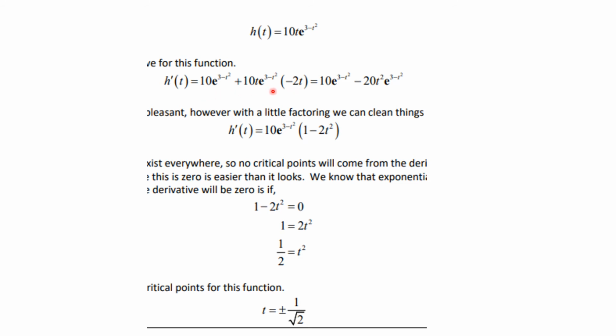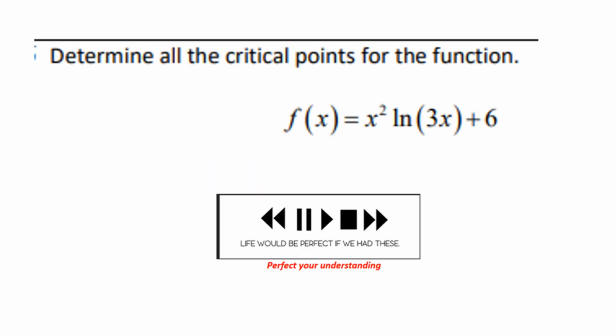Now when I look at this, I can factor out the exponential, which is appearing in both of them, and the 10, which is appearing in both of them, and I now have this as h prime of t is equal to this, having factored it out. Now the exponential is never equal to 0, so we're going to set this one equal to 0. We set it equal to 0, and we solve, and we get that our critical points for this function would be t is equal to plus or minus 1 over the square root of 2.